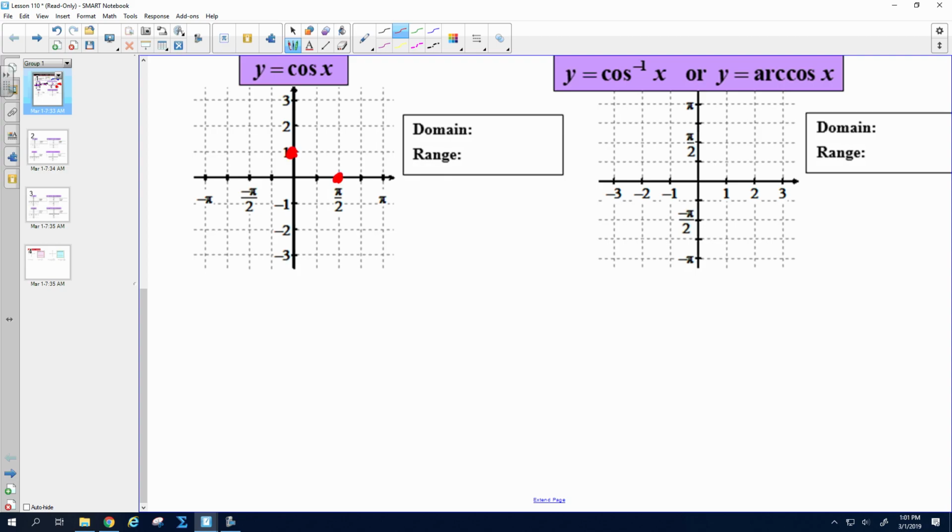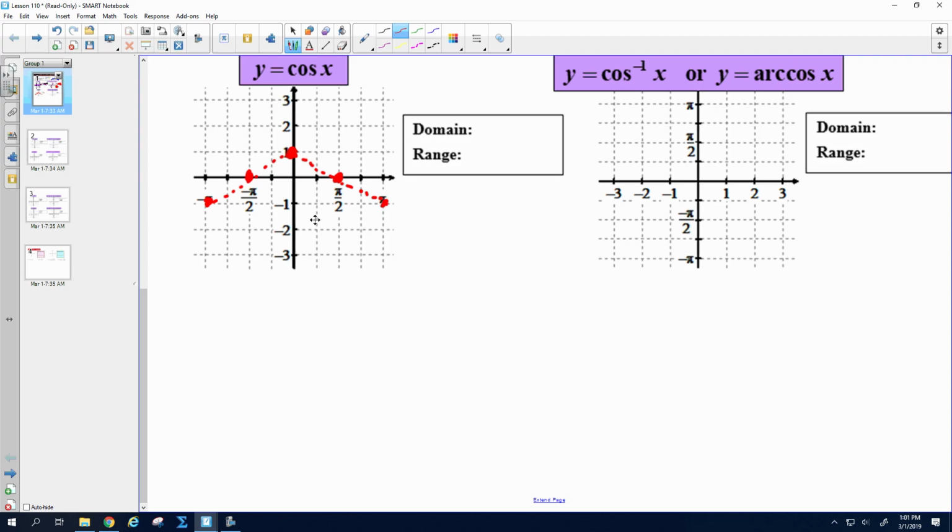comes back down at pi over 2, down to the bottom at pi, and I can also go this way, right? And I'm just going to kind of sketch it in because we're going to have to restrict it. So again, we can only have an inverse function if it passes the horizontal line test. So where does it pass the horizontal line test? Well, I can't do the same as the sine, negative pi over 2 to pi over 2, because it would fail. It would cross twice, right?